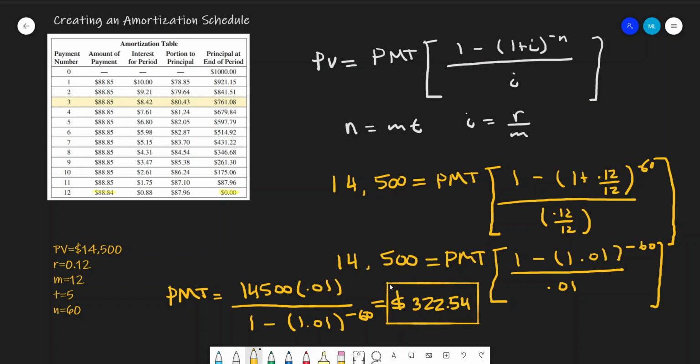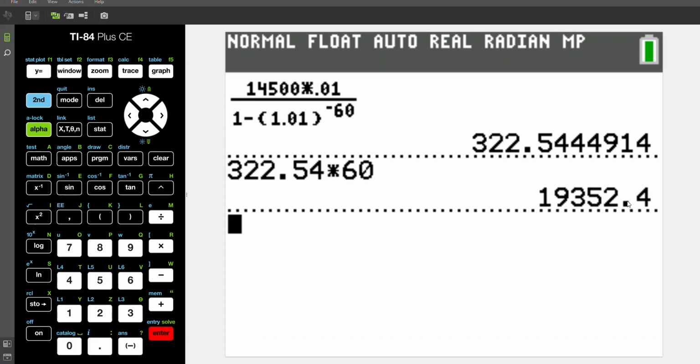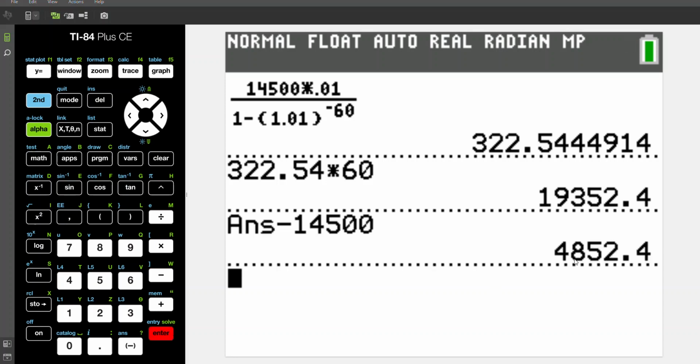Now, interestingly enough, we can actually compute, for example, the amount of interest that is paid back. Because essentially you can take 322.54, multiply that by 60. So this is the amount that I'm paying back minus the amount that I borrowed, for instance. And we have that there's a total of 4,852 and 40 cents. Okay.